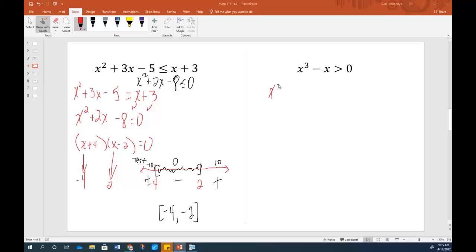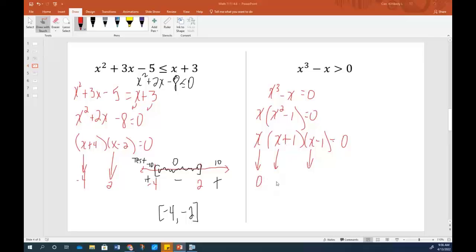My related equation, x cubed minus x is equal to 0. I can factor this one, so I'll have x coming out of both, which leaves me x squared minus 1. X squared minus 1, though, factors into x plus 1, x minus 1, which means I have 3 zeros: 0, -1, and 1. So on the x-axis, line those up.